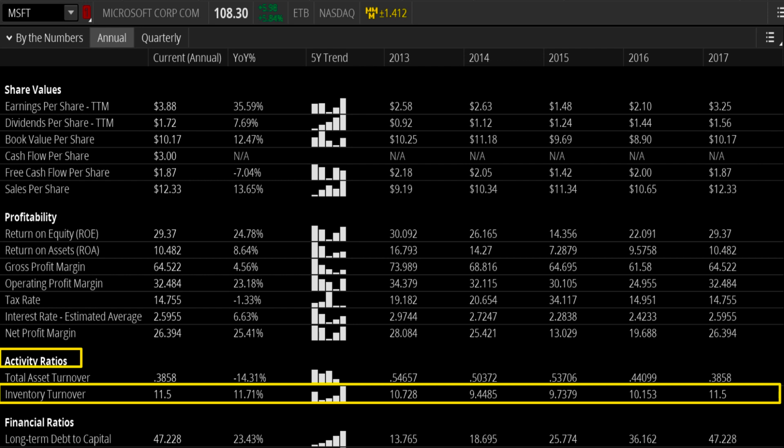Now that gives you an idea, again, how quickly these two companies are able to turn over their existing inventory, or what the typical turnover rate is, which can help us determine how healthy the company is and how quickly they're making those sales.